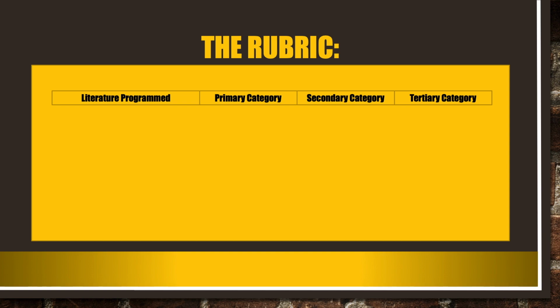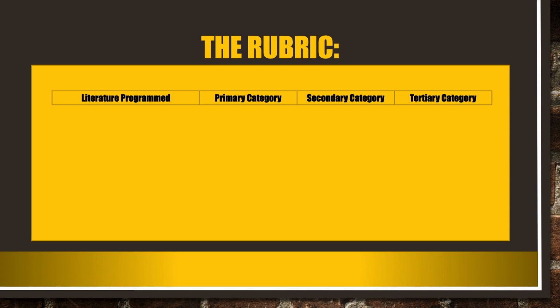So first, let's talk a bit about the categories of the rubric. First, on your left, you see the literature programmed. The first thing that I would do is write down the literature that I have chosen to program on my concert. So if you were going to take the tunes that you have selected for these categories, you might choose 1 tune from each of the 5 categories and write them down.